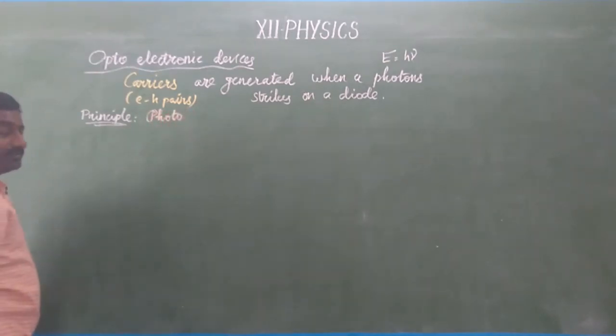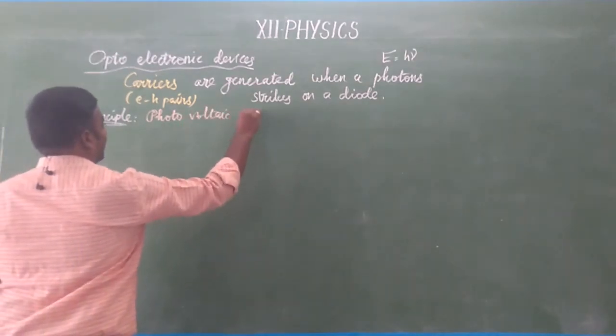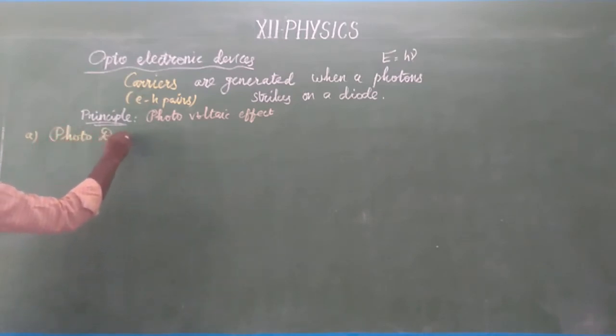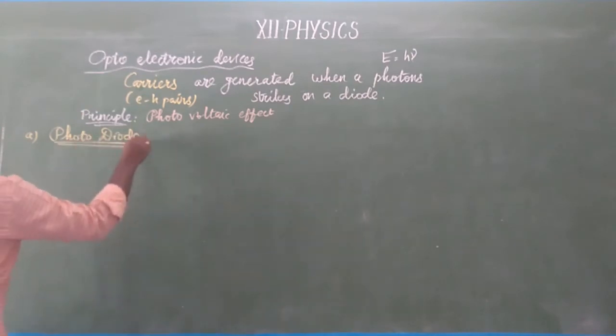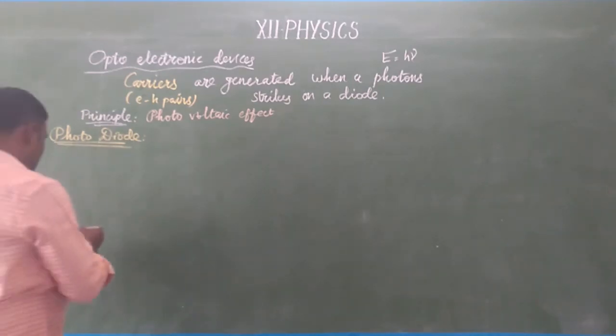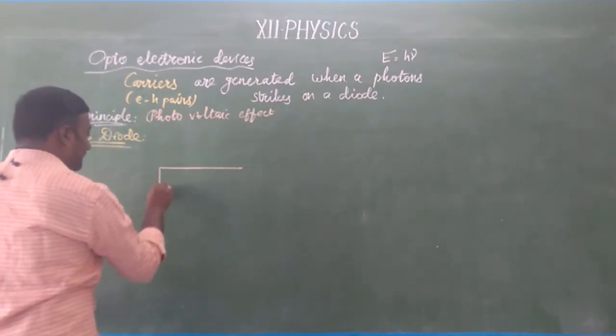In the 11th lesson we have studied the photovoltaic effect, no? Yes. Under the optoelectronic devices, we are going to see three junction diodes. The first one is the photodiode. How does the photodiode look? It is nothing but a simple PN junction diode. Listen, it is nothing but a simple PN junction diode.